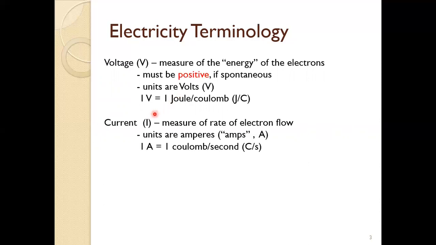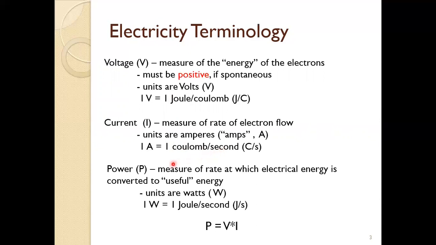Current, which is a related term, is a measure of the rate of electron flow. We use amperes, or amps, or A for the unit, and 1 amp is 1 coulomb per second. So notice it's a rate of electron flow: charge in coulombs per time in seconds.